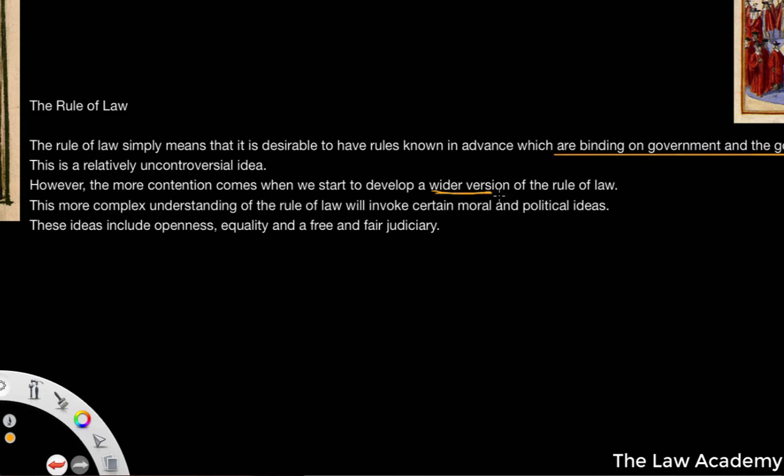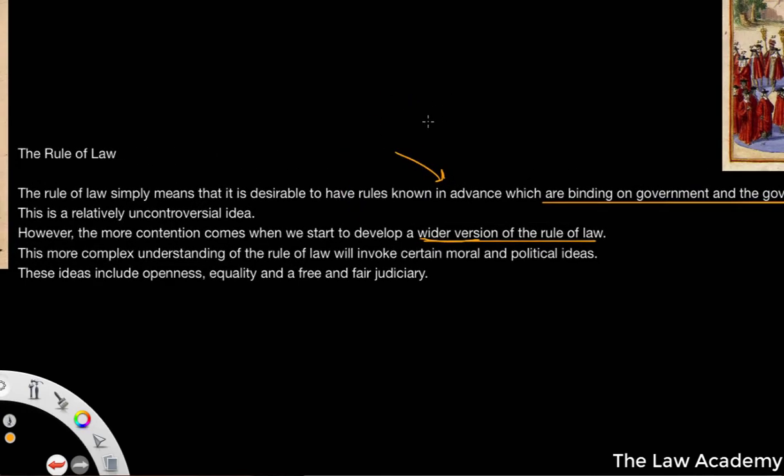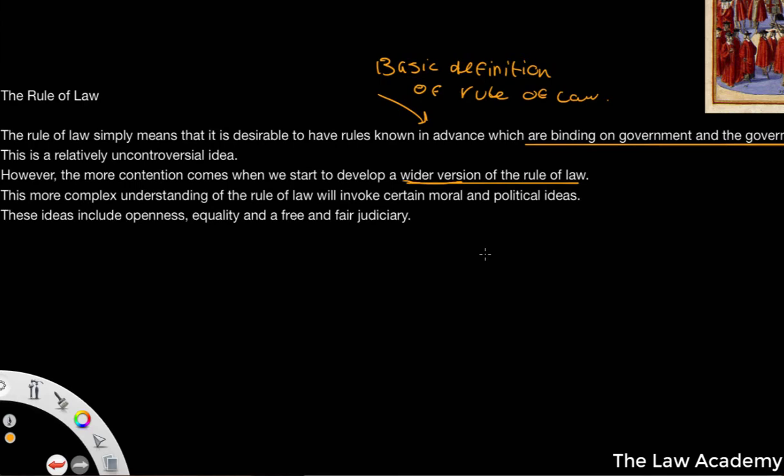If we just leave it here, with what could be understood as a basic definition of the rule of law, it's relatively uncontroversial. Generally speaking, the idea that there should be rules that are binding on everybody and everything, that are known in advance, that aren't retrospective. Okay, this is generally seen as a positive thing or an uncontroversial concept. However, this is just a basic definition.